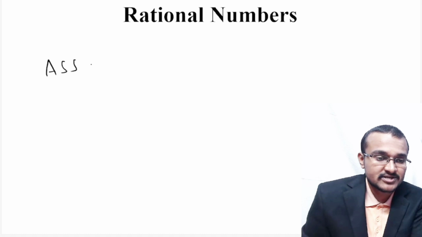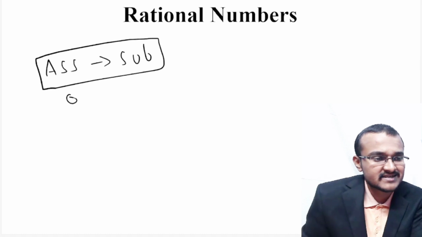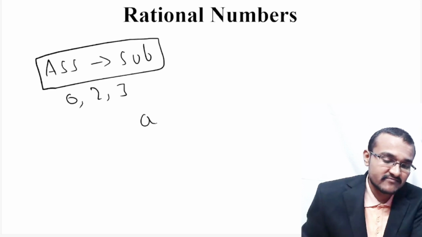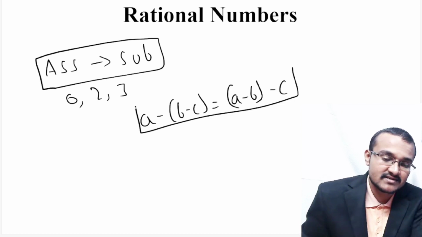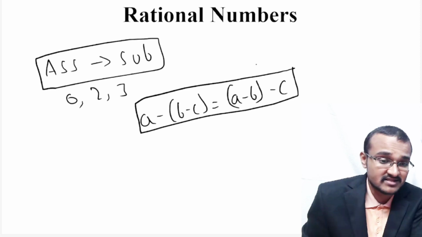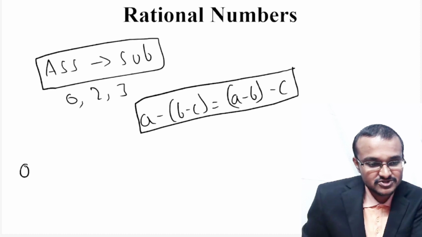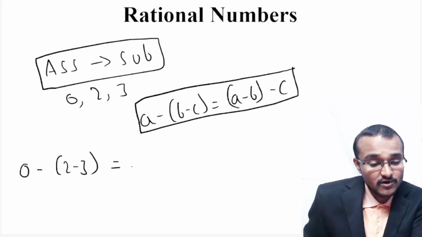Similarly, let us test the associative property under subtraction for whole numbers, taking the same example 0, 2 and 3. Here the equation will be A minus of B minus C should be equal to A minus B of minus C. Only when the whole numbers satisfy this equation can the associative property under subtraction be satisfied. Let us see whether they are satisfying or not. So 0, 2 and 3 will be your A, B and C. I am writing in the form of LHS: 0 minus of 2 minus 3.